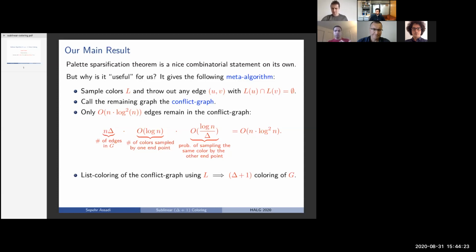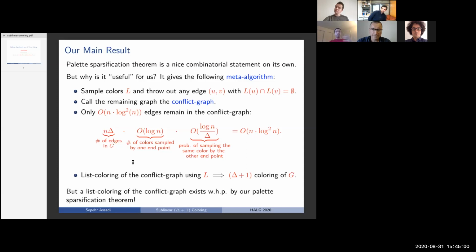Now this seems good at this point. The only problem is that there's absolutely no reason a priori that I should be able to list color a graph with just lists of size log n. And in fact, it's easy to see that the maximum degree here is around log square n. So it's not at all obvious that we should be able to do the list coloring. But that's what this palette sparsification result is saying. It says that no, in fact, even though the lists have become much smaller, and the graph is much sparser, we can still color the graph using these lists.